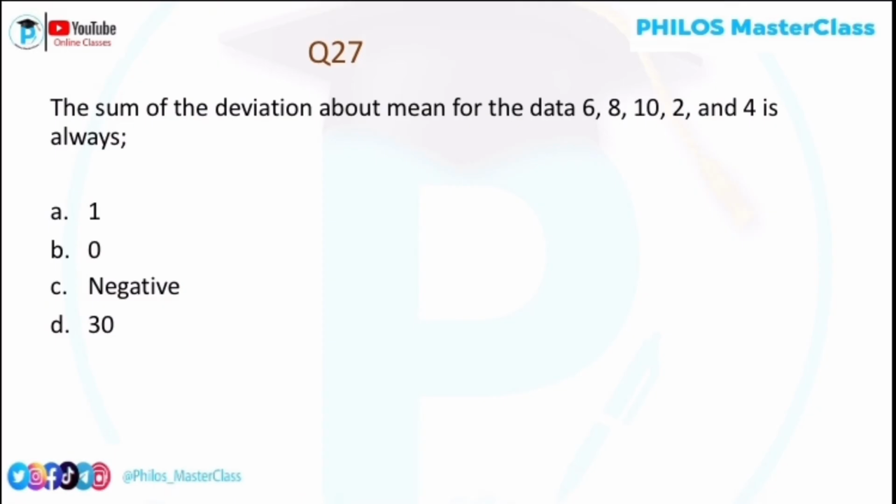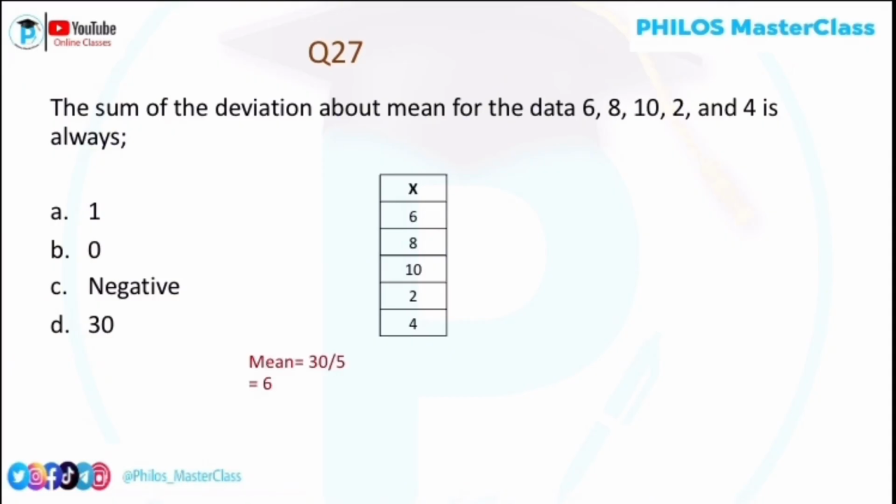The sum of the deviation about the mean for the data set 6, 8, 10, 2, and 4 is always. Now, what this question means is, let me write this data set in tabular form. So I have this x: 6, 8, 10, 2, 4. Now, let me find their deviation. I need to know the mean first. So the mean will be the summation of the values divided by the number of values, isn't it? So 6 plus 8 is 14, plus 10 is 24, plus 2 is 26, plus 4 is 30. Then we divide it by their number. How many are they? 1, 2, 3, 4, 5. So 30 divided by 5 will give you 6. So the mean is 6.